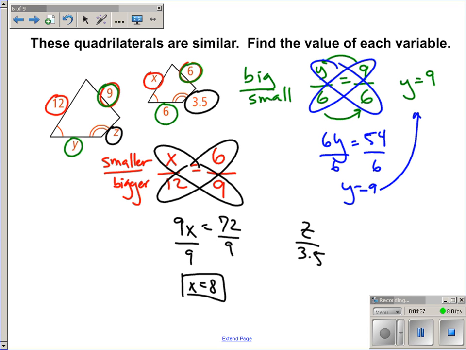And again, I'm looking at a big over small ratio. So I will use 9 and 6 as a big over small and solve that proportion. Okay, for the sake of time, I won't actually solve that one.